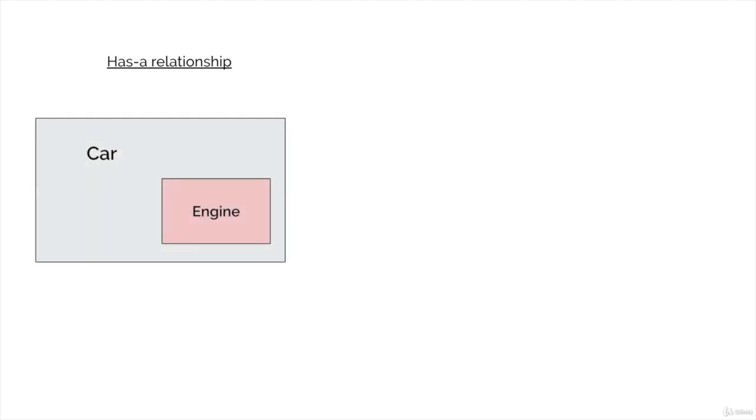To discuss the has-a relationship, we will discuss the example of a car and an engine. What is the relationship between a car and an engine? A car has an engine. You cannot say a car is an engine or an engine is a car. There is no is-a kind of relationship, but the relationship is of the has-a kind.